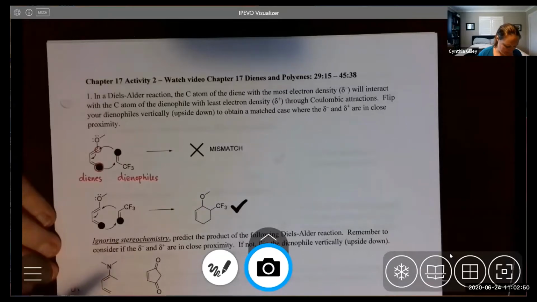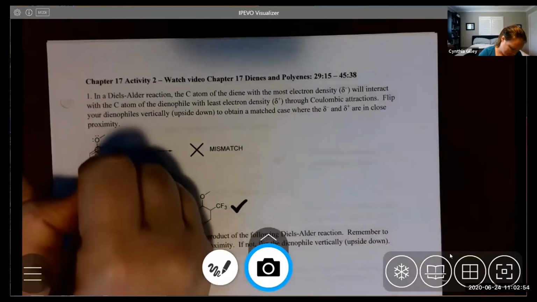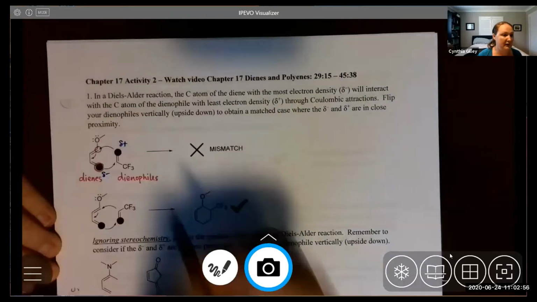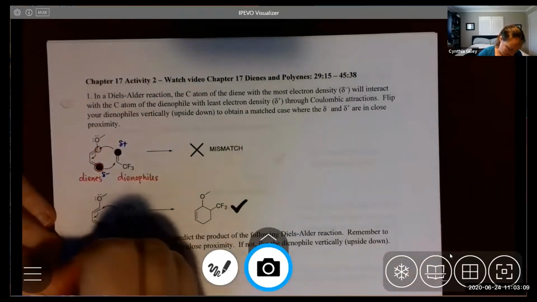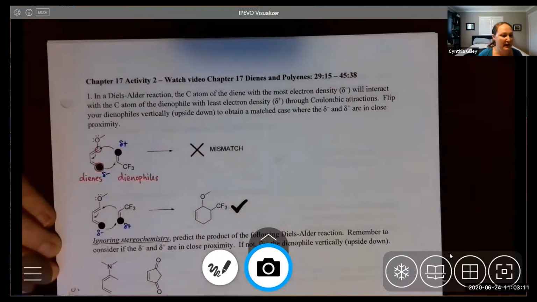So once you figure out which one has a delta negative and a delta positive, right, then you need to make sure those are aligned. And sometimes that means flipping one or the other over, and usually we just flip the dienophile over since that can be easier. And then if they're aligned, they will have an electrostatic attraction that lowers the energy of the transition state during the Diels-Alder reaction, leading to a faster reaction.